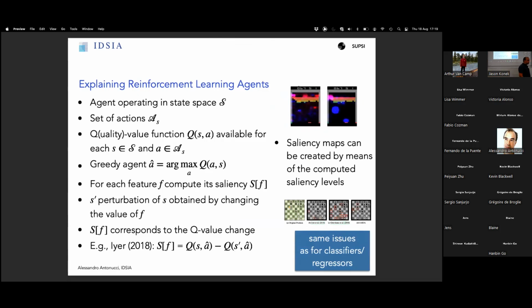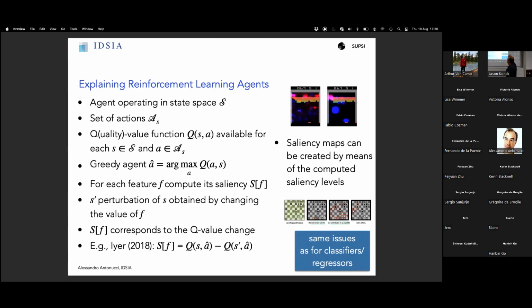I don't want to enter the details. The same applies also to reinforcement learning. Reinforcement learning, as in this morning's lecture of Fabio about planning, is basically about trying to learn the strategy by running, by interacting with the environment.